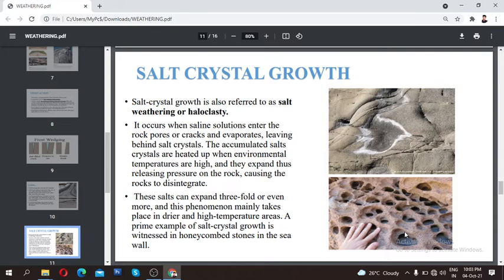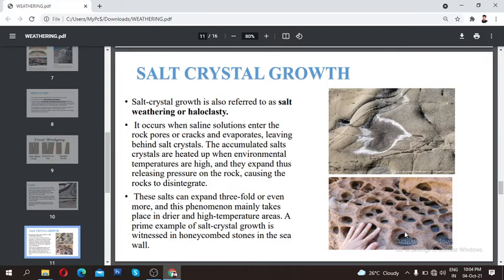This phenomenon mainly takes place in drier and high temperature areas. Before, we said frost action usually occurs in snow belt areas, because of the continuous drastic temperature changes in glacier areas. Now crystal growth is mainly in high temperature areas, because during high temperature more and more salt formation is favorable. So this is actually a drier area, whereas frost action favors moderate to cold climatic conditions, and crystal growth favors the drier or extreme heat climate. You can always keep that in mind.